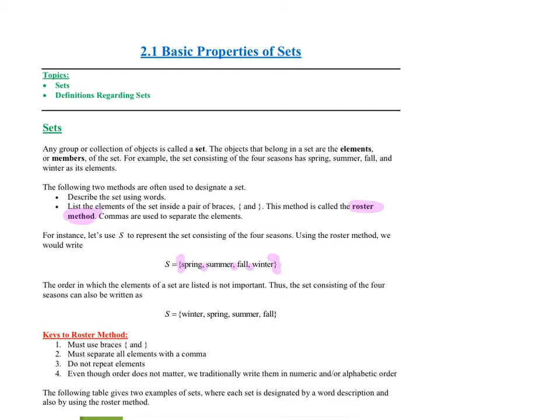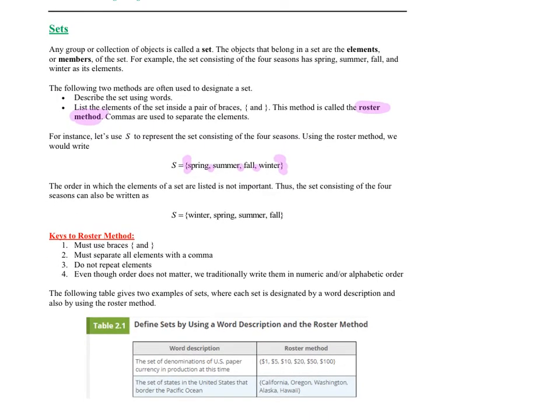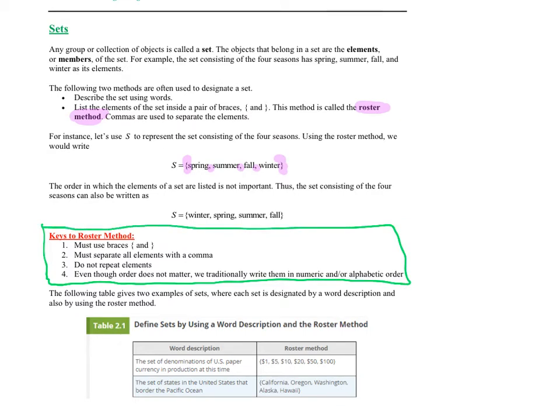And so that gives us the keys to the roster method. Very, very important you understand this. First, you must use braces on the outside. They can't be brackets, and they do need to be there. When we see those braces, we will read it as "the set of." Second, you must separate each item with a comma.